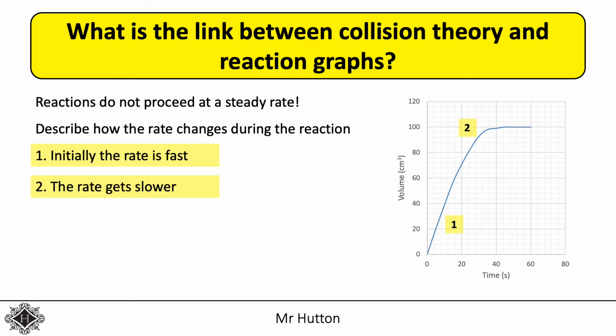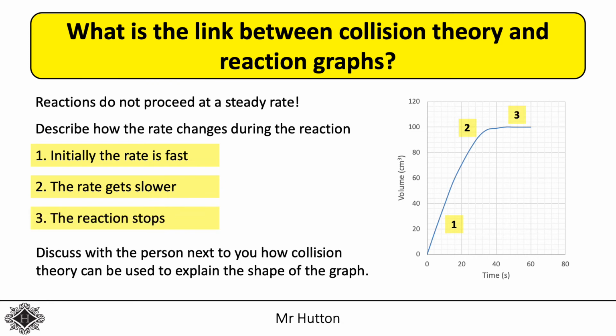As it goes on, the rate gets slower. The line starts to flatten off. It's not as steep. Our gradient's not as high, so the rate is slower. And then ultimately it flattens out completely at the top, and that's where the reaction stops because no more gas is being produced, so the reaction must have stopped.